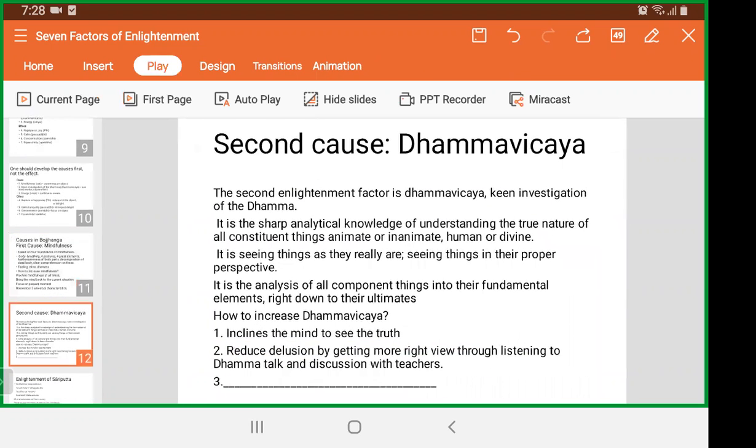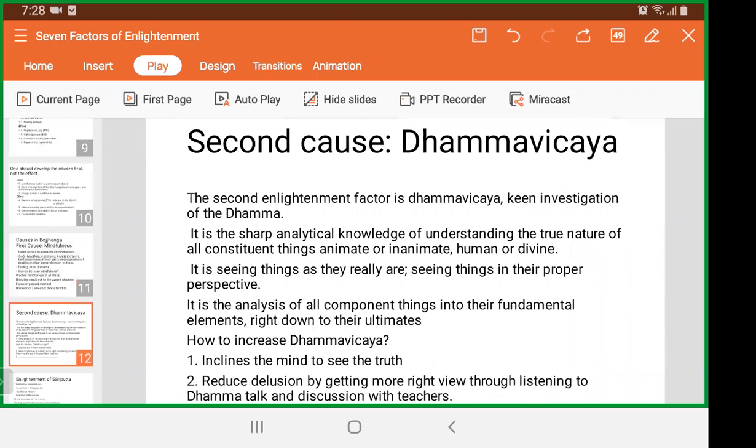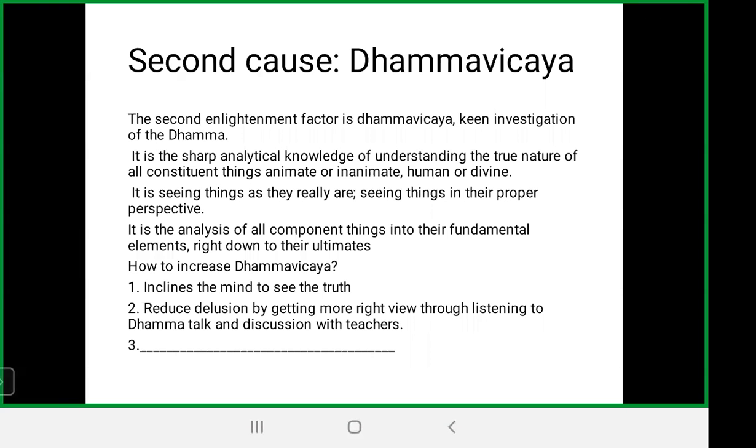Okay, let me show this slide. Now Dhamma Vijaya. The second factor of enlightenment is Dhamma Vijaya, keen investigation of the Dhamma. It's a sharp analytical knowledge or understanding of the true nature of all constituent things, animate, inanimate, human, divine. So it's seeing things, like she said just now, as they really are, seeing anicca, dukkha, anatta, seeing them in proper perspective. This is an analysis of all component things into their fundamental elements, right down to the ultimates.